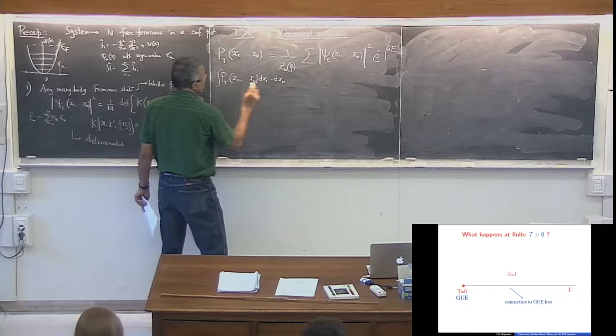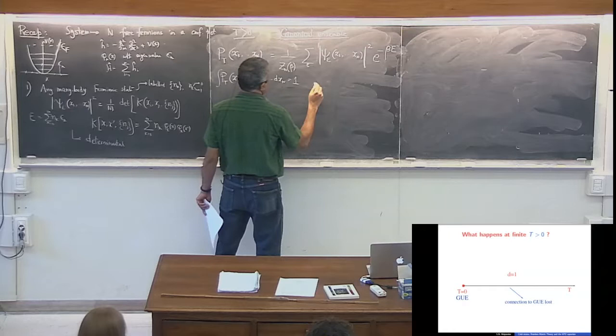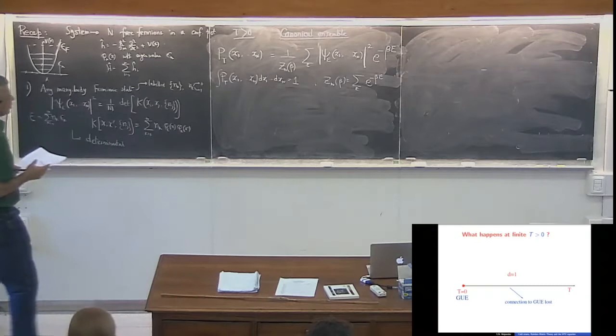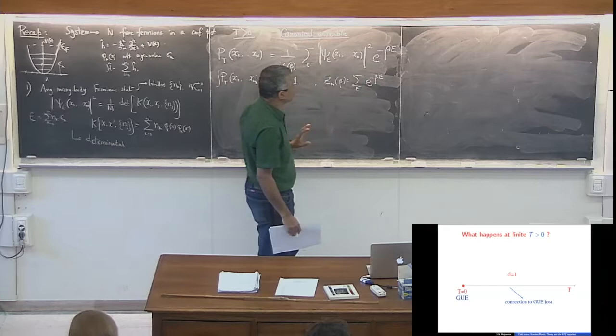So if you sum over all E, these are normalized wave functions, so this will be 1. So the partition function is the usual definition, that is sum over all E exponential minus beta E. So this E is the energy of the many body state. Okay? So this is our starting point, the canonical finite temperature joint distribution of particles. So it has both quantum fluctuation as well as thermal fluctuations in it.